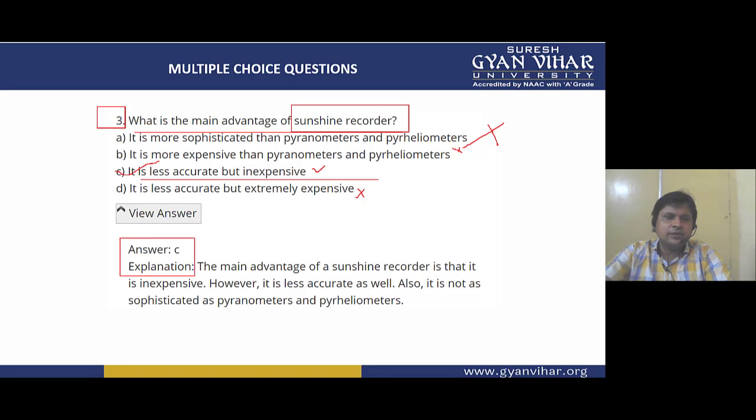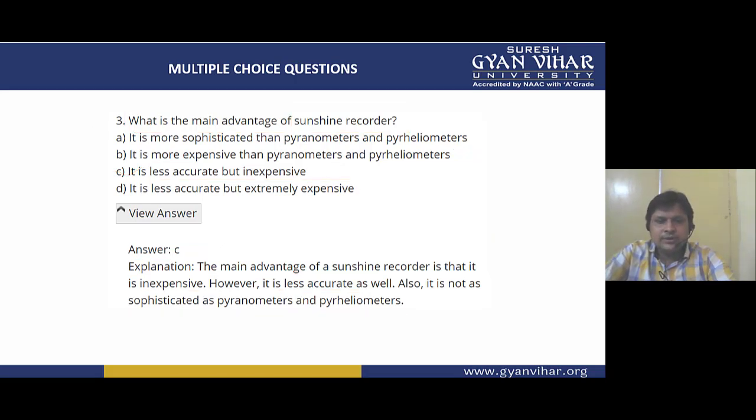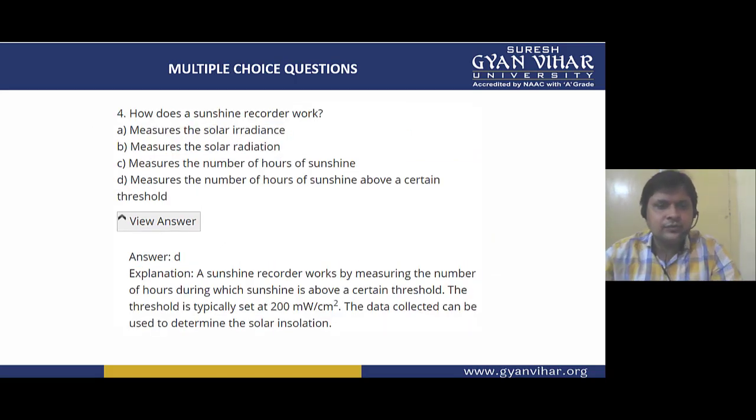And the explanation is what? The main advantage of a sunshine recorder is that it is inexpensive. Alright, this is one of the key advantages. However, it is less accurate. Also, it is not as sophisticated as pyranometer and pyrheliometers. So C is the only answer which suits the advantages of a sunshine recorder. Moving into the next multiple choice question, question number 4.